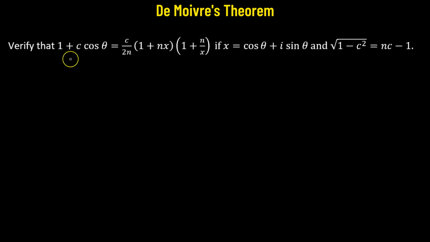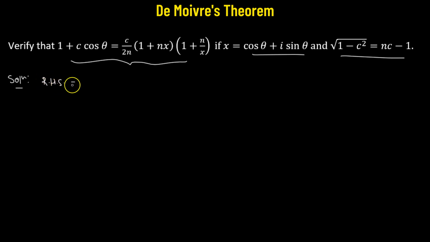In this problem, we need to verify that this particular equation holds true whenever we have x given by cosine of theta plus iota times sine theta and the relation square root of 1 minus c squared equals nc minus 1. So let's begin. We'll start from the right hand side of the given expression.